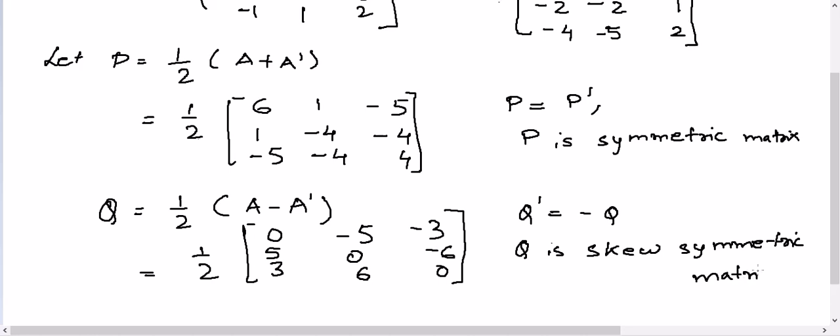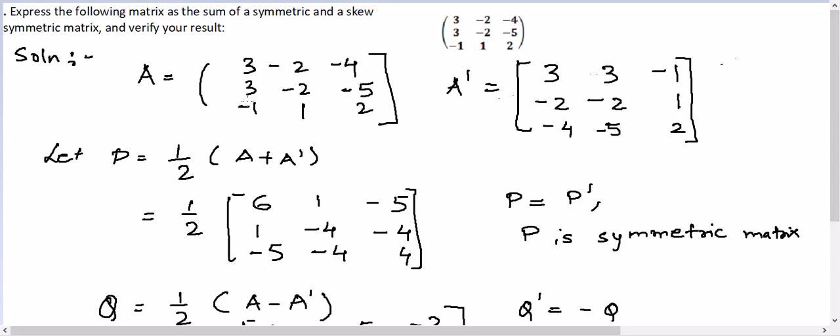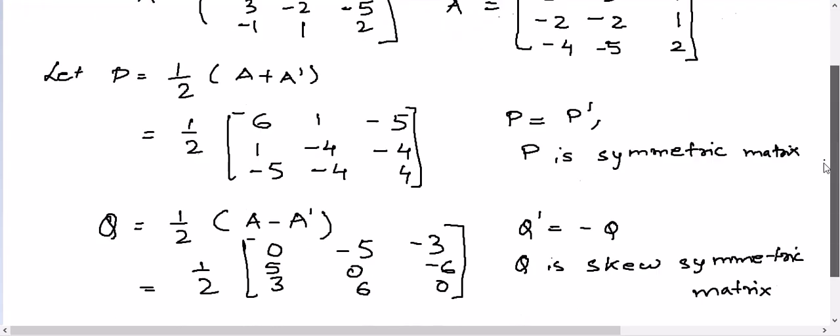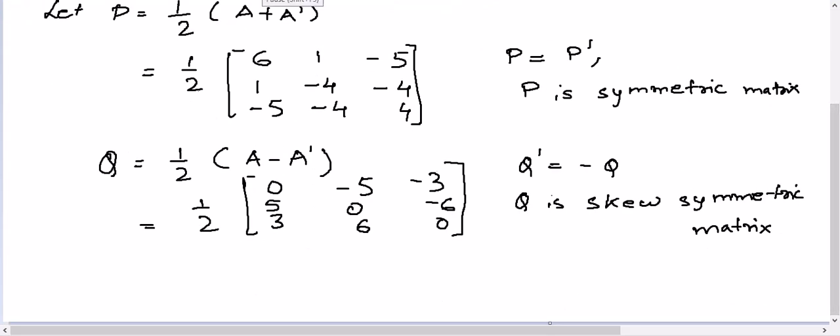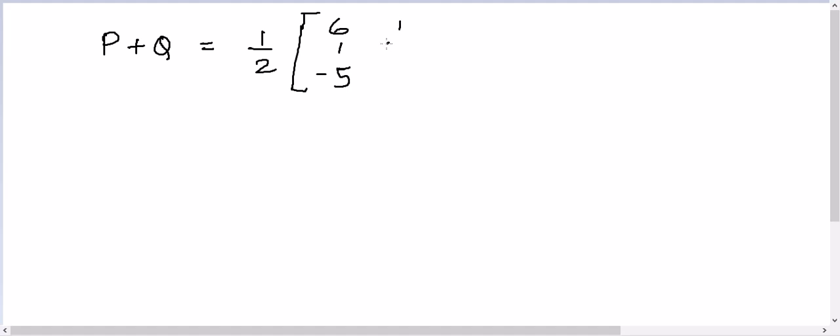Okay, so guys, now in the question it is written that we need to express the given matrix as a sum of symmetric and skew symmetric, right? So what's left is to add both of them, P and Q. So guys, now we'll add P plus Q. P was half of, don't forget the half, 6, 1, -5, 1, -4, -4, -5, -4 and 4, right?